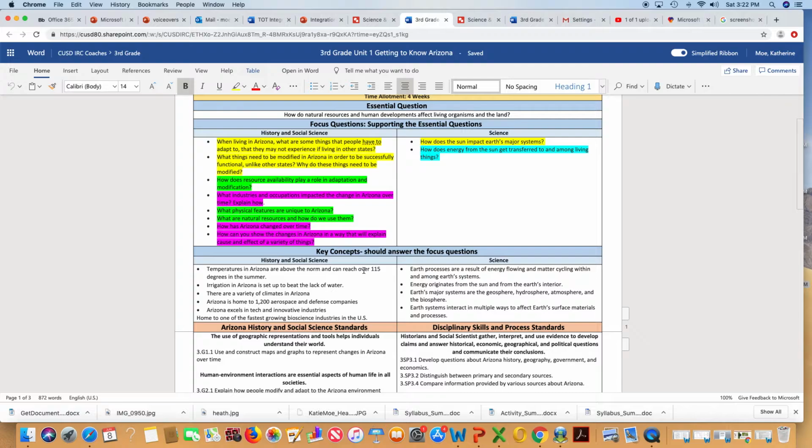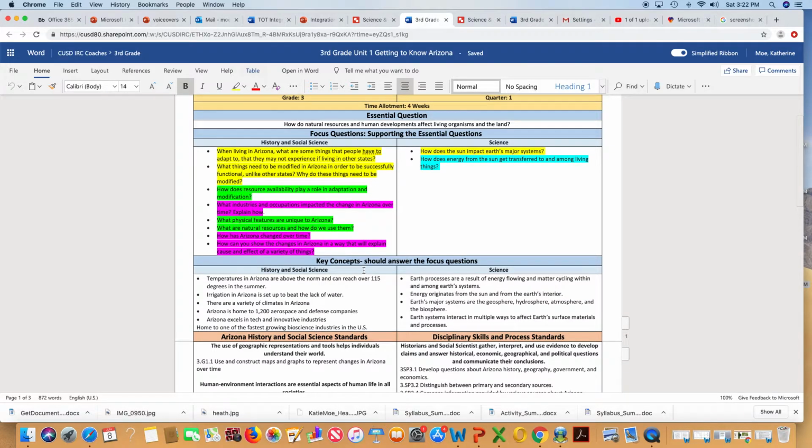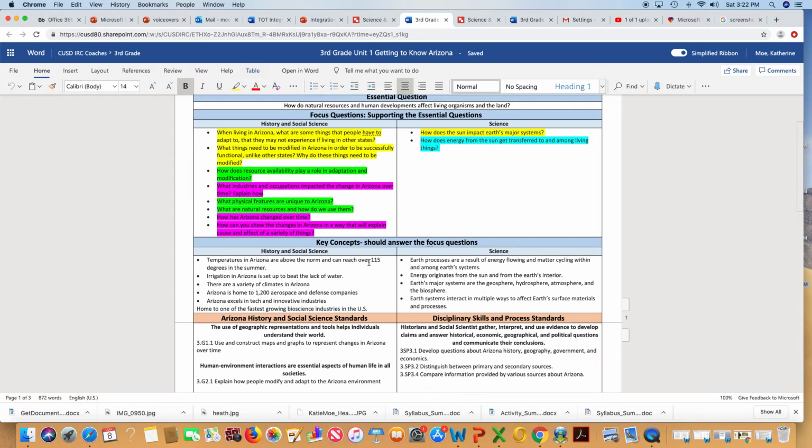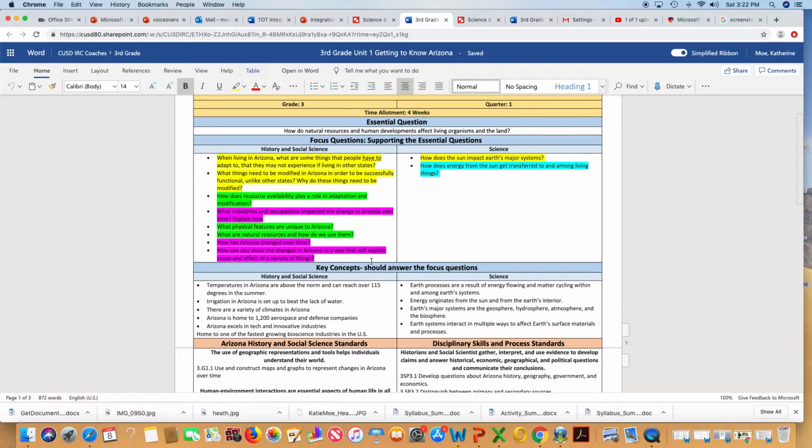We also took key concepts, things that should help you answer your focus questions and your essential questions based off of the standards. So we went through the standards, and we used the learning progressions within the science, and for the history and social science, we used some materials from C3 and some materials from ADE to help us figure out exactly what needs to be covered. Then from there, we built focus questions that are going to help support the essential question. Now, as you can see, there are different colors. We did that after.